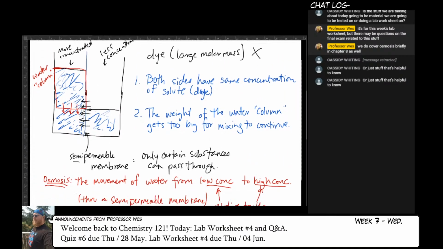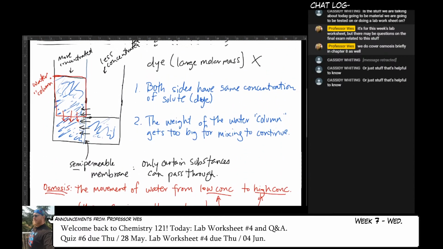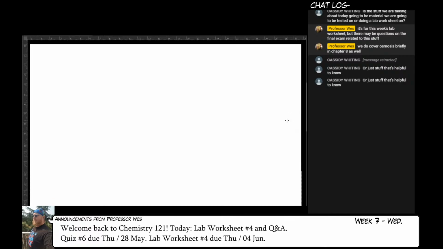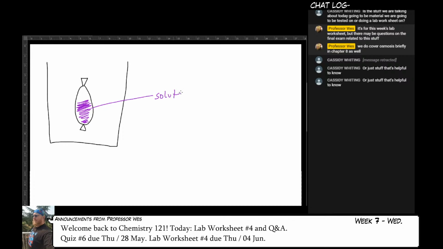So what I'm going to do is we're going to scroll. Oh, I don't have enough space, so we're going to erase this. And we'll draw another container. And this time I'm going to put a little bag in it. So here's my bag, which I've tied at both ends. And inside, I'm going to put a solute. So here's my solute. And then I'm going to put that bag in the water.